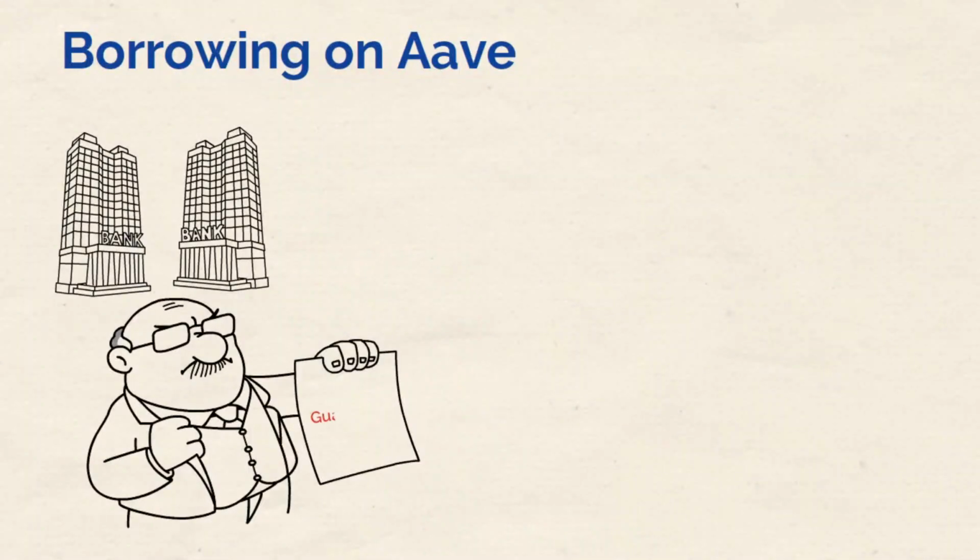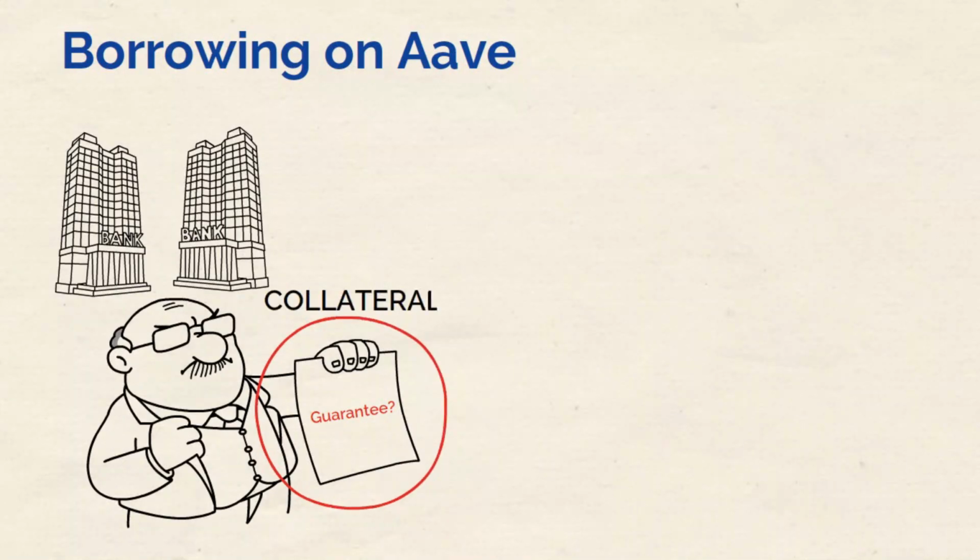Moving on, how does borrowing work on Aave? Well, it's also a pretty straightforward concept too. When you go to a bank for a loan, you have to give them something back as a guarantee that they won't suffer any losses in the end. This is called collateral, and unsurprisingly, the same goes for Aave.